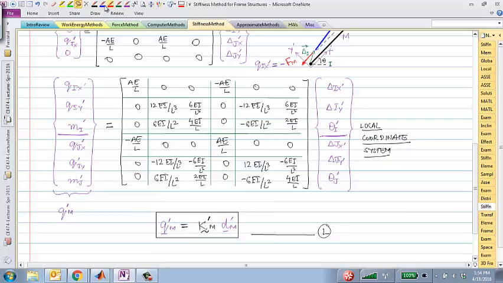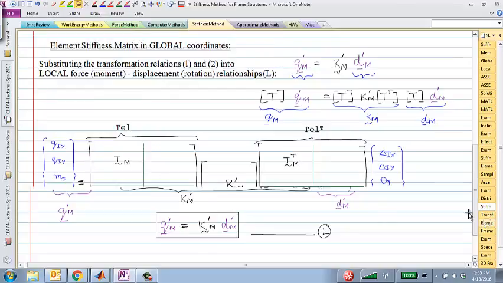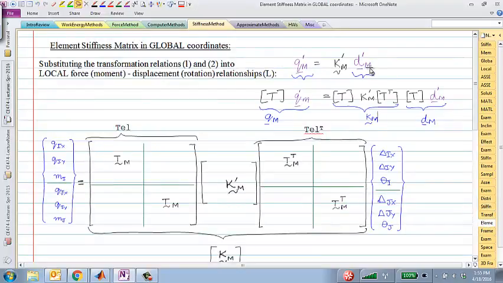This entire thing, 6 cross 6 matrix, is Km prime in the local coordinate system. And finally, we have this Dm prime also in the local coordinate system. So I'm just writing this 6 cross 6 in a compact form. So I have that here in the compact form. And I'm going to pre-multiply this entire equation on both sides by this transformation matrix T.